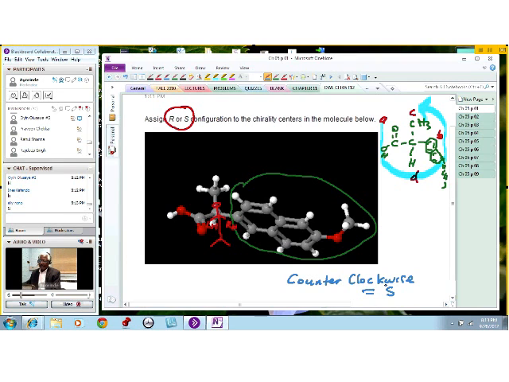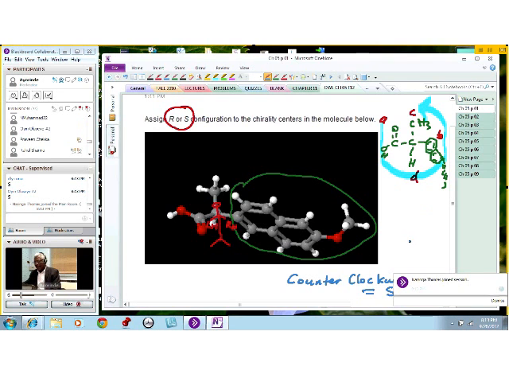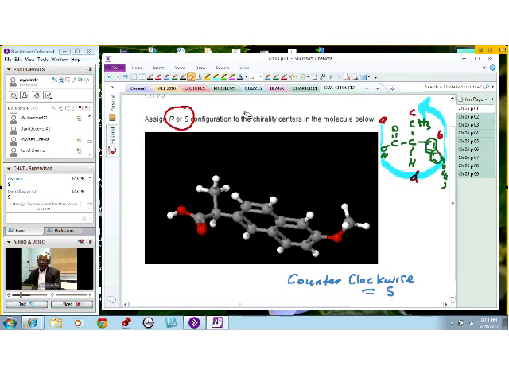Now we also look at where the group of lowest priority is going. We see here the group of lowest priority is going away from us. So therefore, the motion that we made, which is counterclockwise, giving us the S configuration, will be correct. So the configuration for this carbon here is S. And that is all they ask us to do. So I will simply now say the absolute configuration is S.